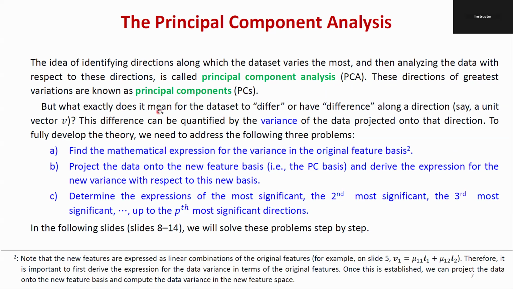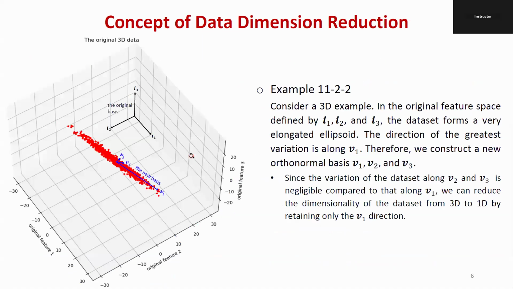But what exactly does it mean for the data set to differ or have differences along a direction, say a unit vector v? This difference can be quantified, as we mentioned, by the variance of the data projected onto that direction. In other words, for example, here, if I have this training data set, I will project it, for example, suppose this is V1. Suppose we know it. Okay, I know I'm cheating, but suppose we already know it.